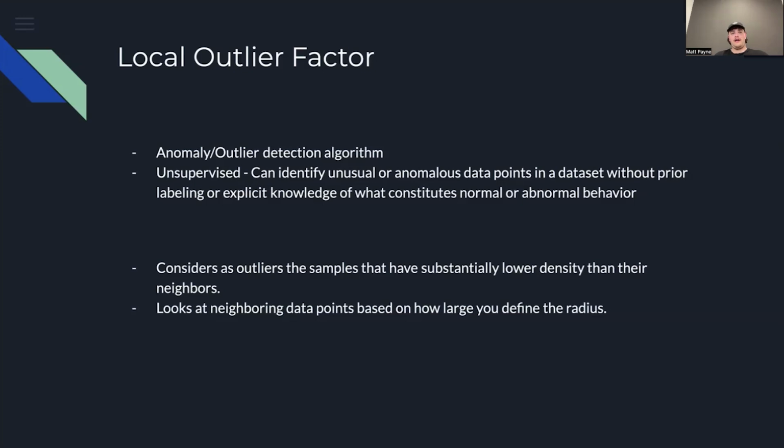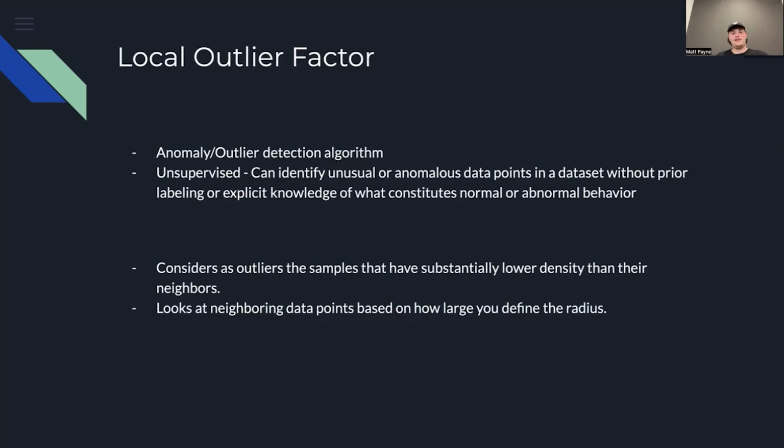So local outlier factor. This is another anomaly or outlier detection algorithm. We'll also see in the next video a look at it used as novelty detection. That's a slightly different approach than the anomalies and the outliers, but today we're just going to focus on using LOF. You'll hear me call it LOF for these anomalies and outliers.